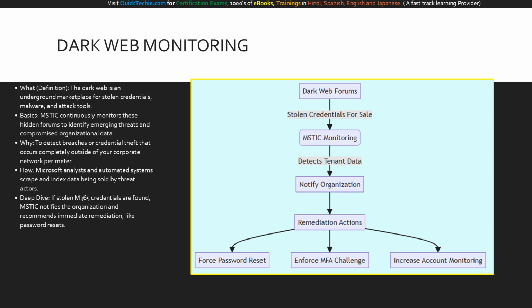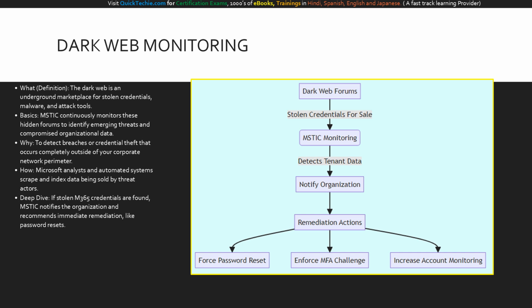This is crucial because a user might have their password stolen on a non-corporate device, completely bypassing your network perimeter defenses. If MSTIC discovers that stolen credentials for your Microsoft 365 tenant are up for sale, they immediately notify your organization. Furthermore, they recommend immediate remediation steps, such as forcing targeted password resets and enforcing enhanced monitoring or MFA challenges for those specific user accounts.